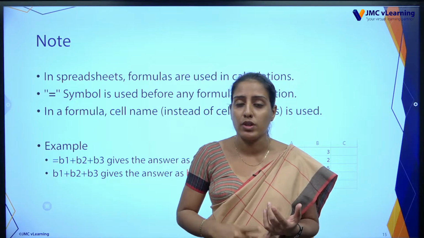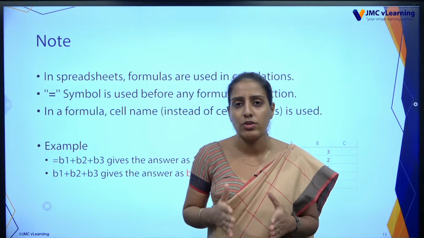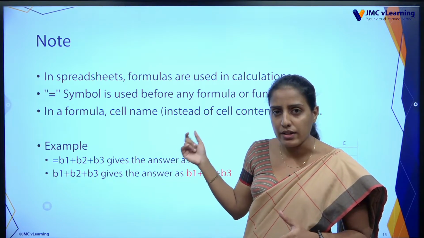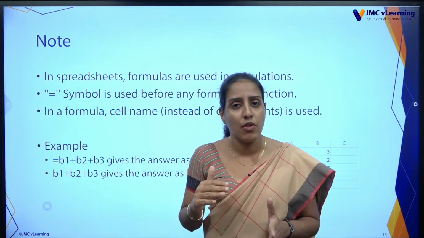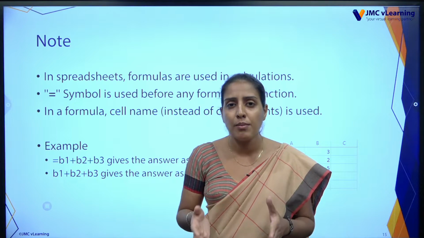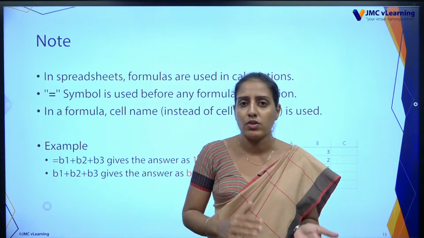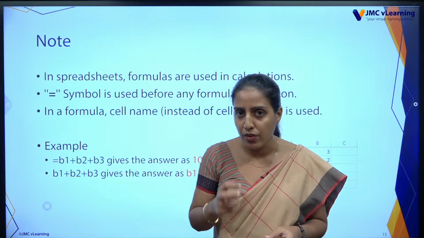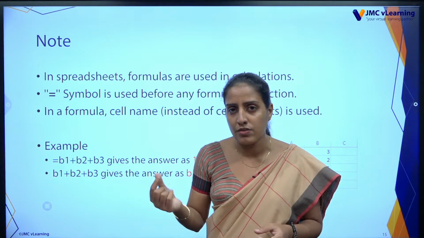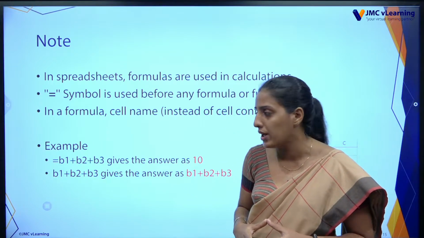Then, if you are using a formula, you have to use the cell address name, not the content of the cell address. If you are using the functions, you just have to use the name of the function such as sum or average, then use the cell address only. When you are performing formulas or functions, remember, do not use the content of the cell, only use the cell address. Now, let us see some examples.